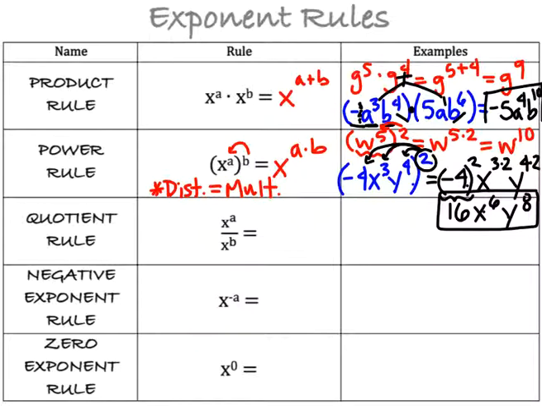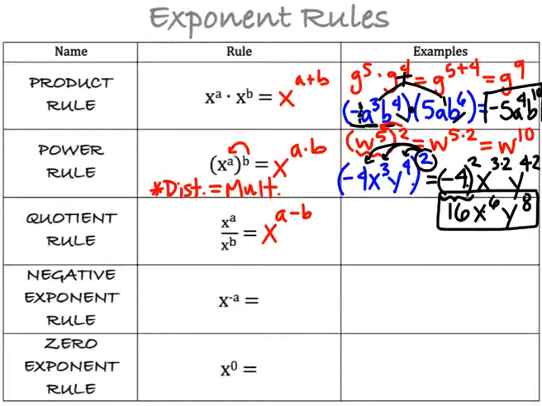All right, keep trucking. Go into that quotient rule now: having x to the a power all over x to the b power. Remember, when you've got the same base in a fraction, we can take those exponents and subtract the numerator minus the denominator. So as a rule, we get x to the a minus b power.